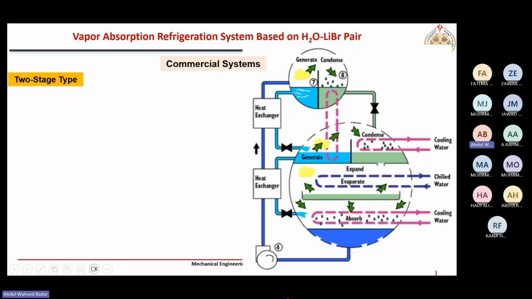So here we are supplying heat at the highest temperature to this high pressure generator. Whatever water or refrigerant is generated here now condenses, but the heat of condensation is actually supplied to this low temperature generator. This water vapor which is generated is getting condensed here by rejecting its heat to this low temperature generator.